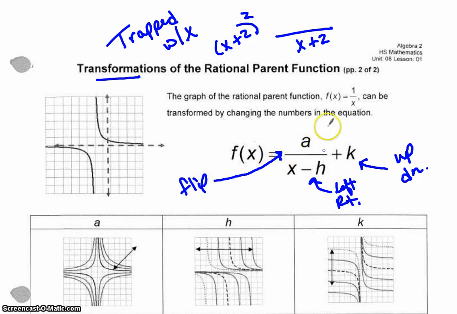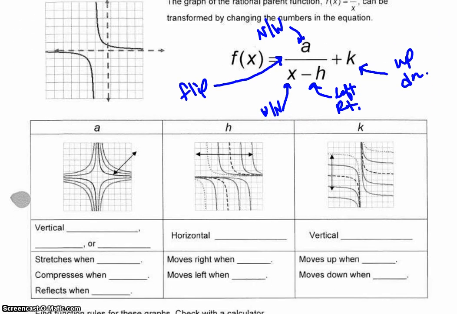Sometimes they'll put the negative up in the numerator. We know that if you put a number in front of the whole thing, that's going to make it get narrow or wide. And we know if you have a number trapped down here with the x, that that's going to make it wide or narrow. So that's a summary of what can happen and where you're going to look for this stuff.